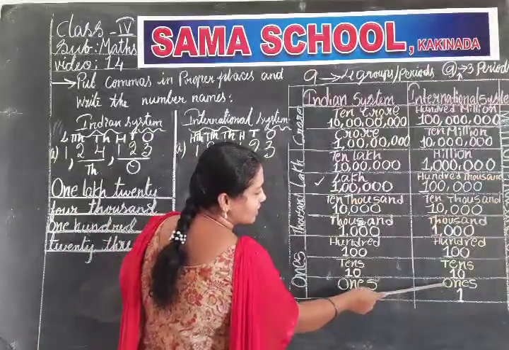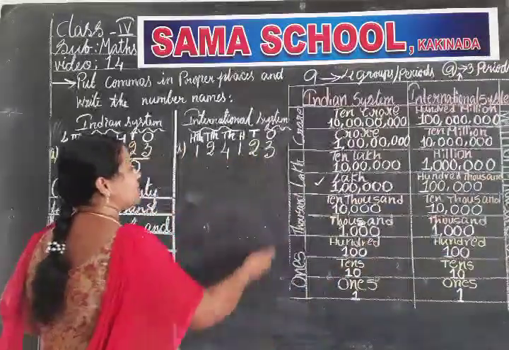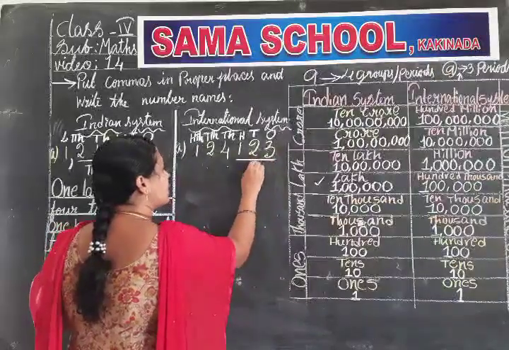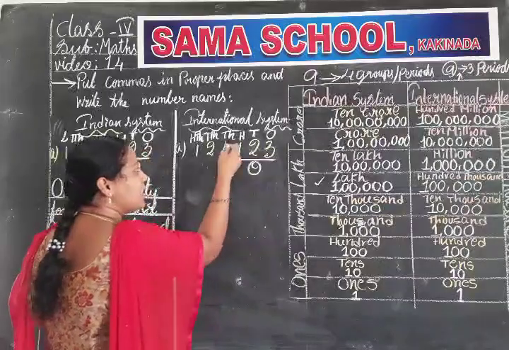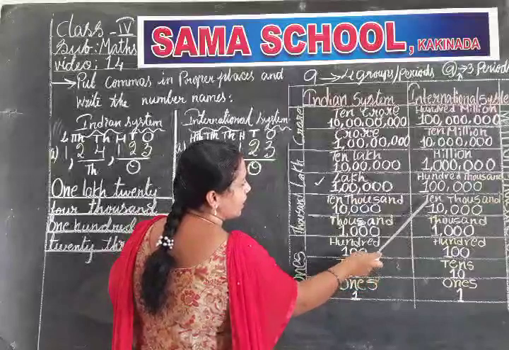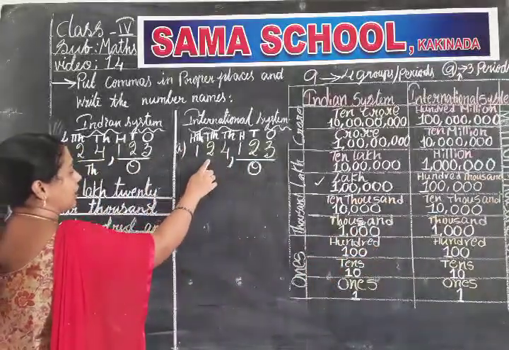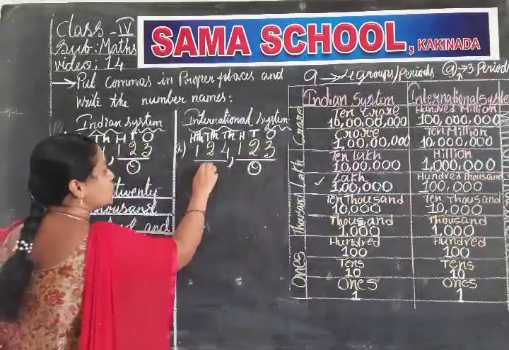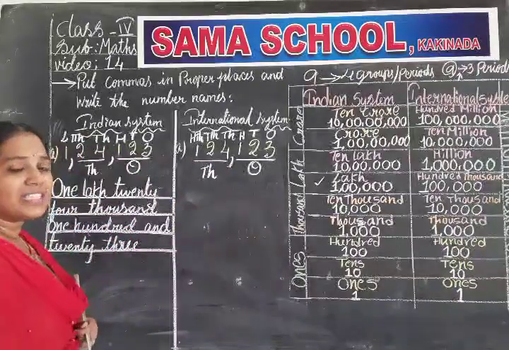Here, in the international system, 1s, 10s, 100s stand in which group? Yes, the ones group. So, you finished the ones period, so immediately you put a comma. After that, 1000, 10,000, 100,000. These three places come under which period? Yes, the thousands period.